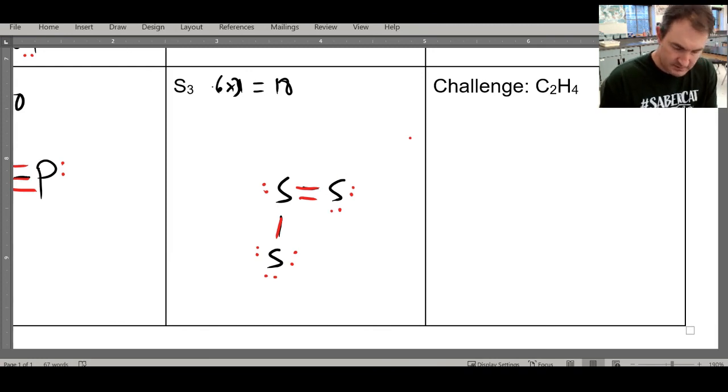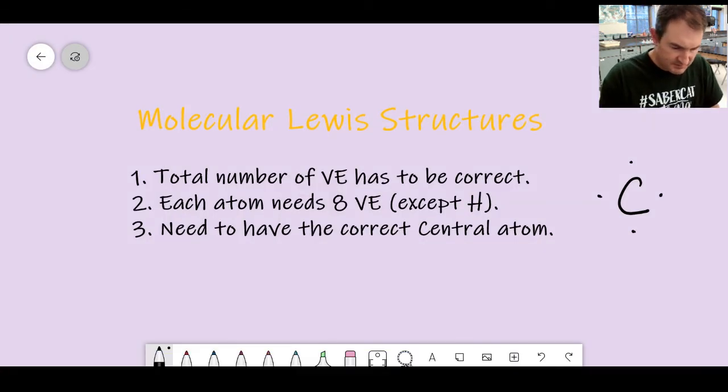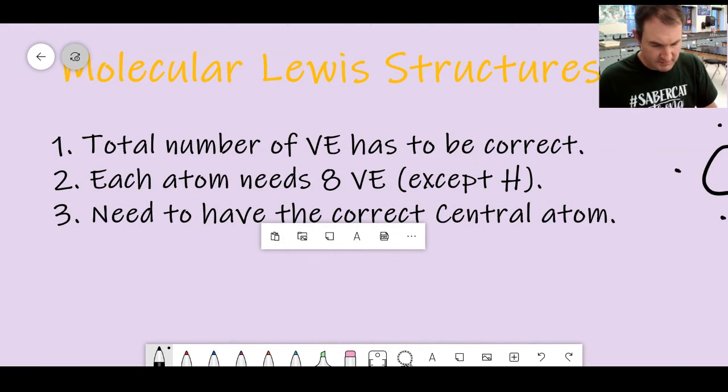Okay. So I hope this helps a little bit with drawing Lewis structures. Again, our rules are really critical to follow. So if you just remember these things: we always need to have the total number of valence electrons correct. Each atom needs to have 8 valence electrons, but 2 for hydrogen. Have the correct central atom. And then remember, we're never ever going to have individual electrons. They're always going to be in pairs or bonds in the final structure.